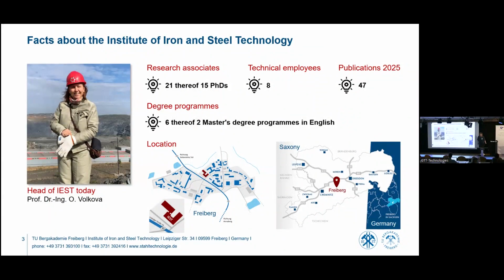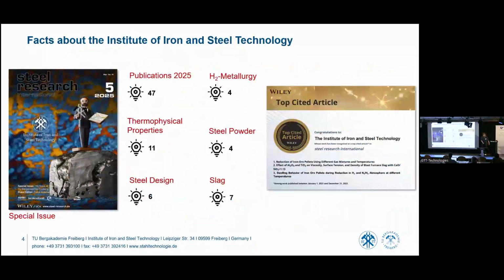In which area? In 2025, 4 papers were about hydrogen reduction of different iron ores, 11 about thermophysical properties of liquid slags or liquid metals, about steel powders it was 4 publications, steel design 6, and 7 about slag reduction.